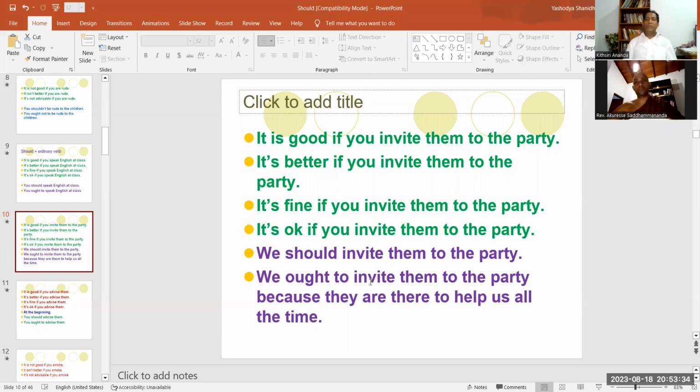When I say that we should invite them to the party, I mean that it is good, it is better, it is fine, it's okay if we invite them to the party. They are very supportive, they are very helpful, they are there to help us all the time. So we maintain very close intimacy, relationship between them.